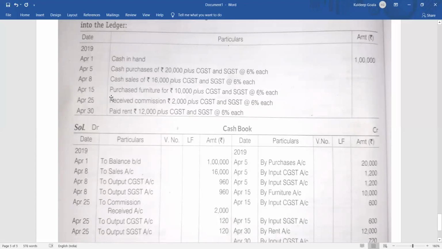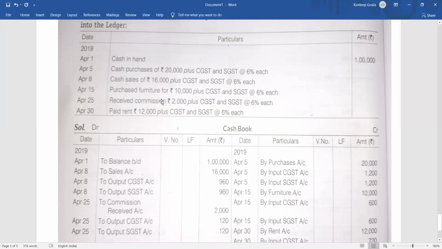April 15. April 15, what can we see here? Purchased furniture for 10,000 plus CGST and SGST at the rate 6%. That means we are purchasing furniture of 10,000. Okay, so that means it will be payment. So in the payment side, we'll go and what will we write? By furniture 10,000. See, by furniture account 10,000.